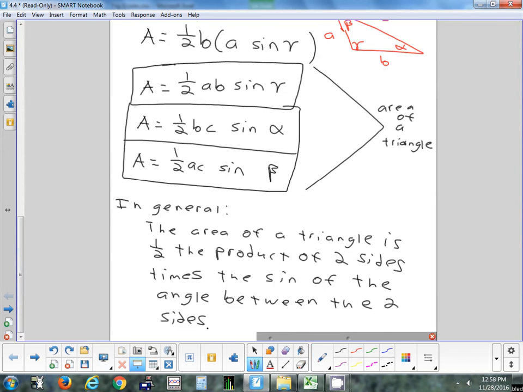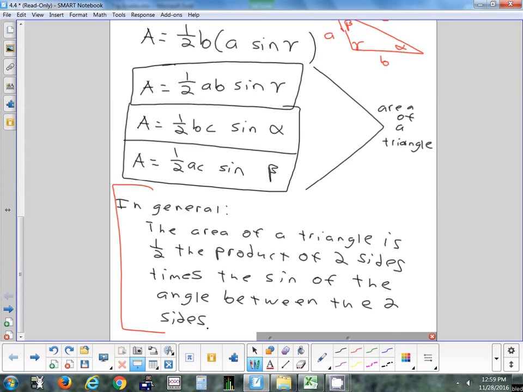So the idea is right here. If you can remember this idea, then you don't have to memorize three separate formulas. The area of the triangle is 1/2 the product of two sides times the sine of the angle between them. Everything else we do today is based on that one formula. I could teach you just this formula, and you could do every problem in the homework. You don't need anything else.